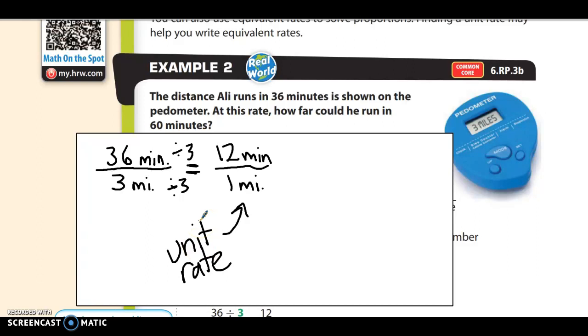Now, how can this help us get the actual answer? Well, I'm going to do another equal sign. I'm going to do a third ratio here. I'm going to put 60 minutes right here, because that's ultimately what I'm trying to figure out, is how far can Ali run in 60 minutes. That's what the directions ask me to do.